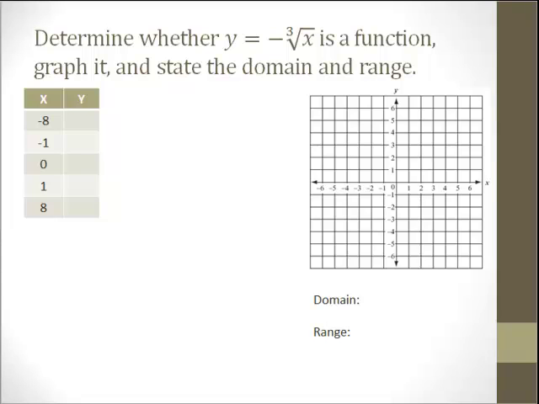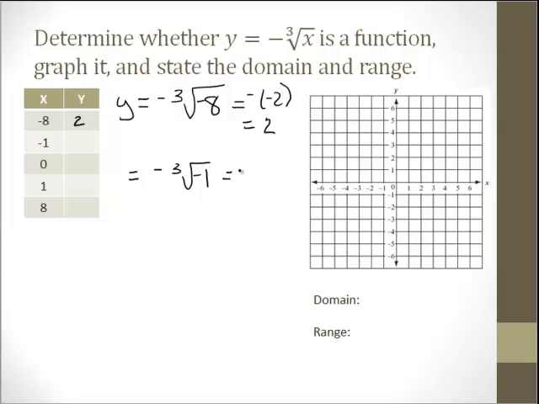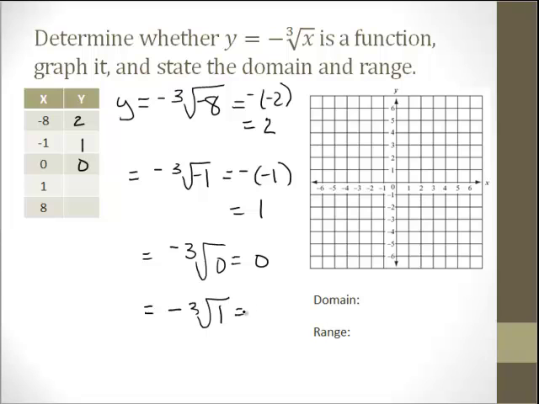What about putting a negative in front of that function? What would happen if you did that? So we have y is equal to negative cube root of negative 8. Well, the cube root of negative 8 is negative 2. So we have a negative of a negative 2, which is 2. The negative cube root of negative 1 is a negative of a negative 1, or 1. And the negative cube root of 0 is just 0. The negative cube root of 1 is negative 1. And the negative cube root of 8 is negative 2.